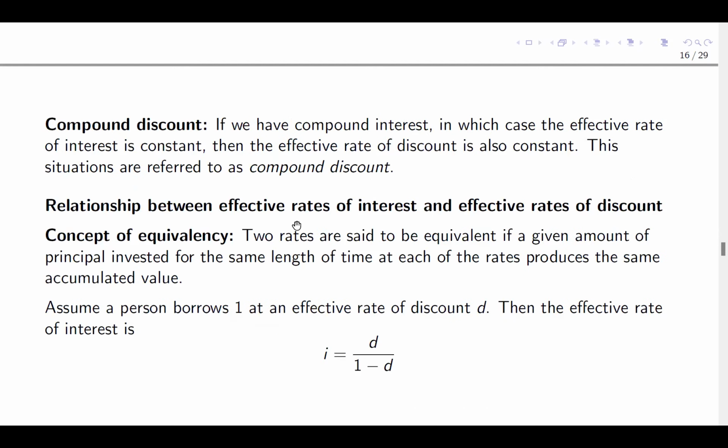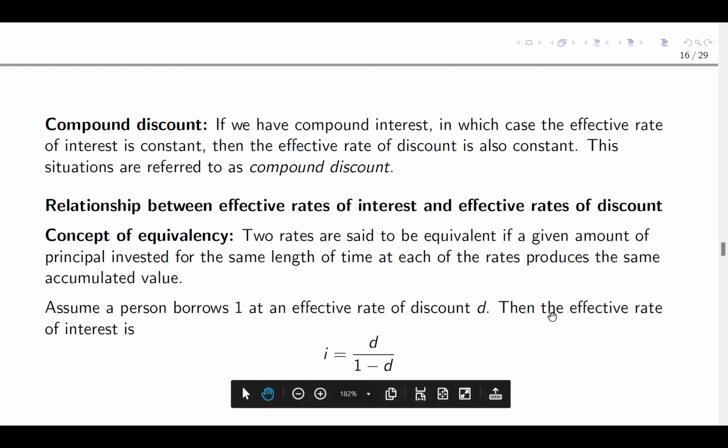Let's look at compound discount. Now, if we have compound interest, in which case the effective rate of interest is constant, then the effective rate of discount is also constant. So this situation I refer to as compound discount. So we want to look at a relationship between effective rates of interest and effective rates of discount. Because these are all interest measures, there's some form of relationship between the two of them. We call it the equivalence relationship or the concept of equivalency.